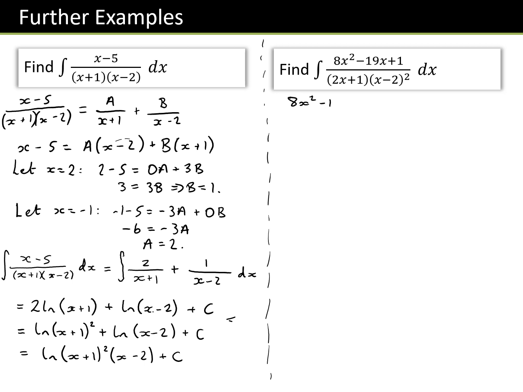8x squared minus 19x plus 1 all over 2x plus 1 times x minus 2 squared. Now, partial fractions on this one. I'm going to write these two. However, hopefully some of you have already noticed, this one we're going to need a third fraction. Okay, this one we have the x minus 2 squared on the bottom. We need a third one without the squared.